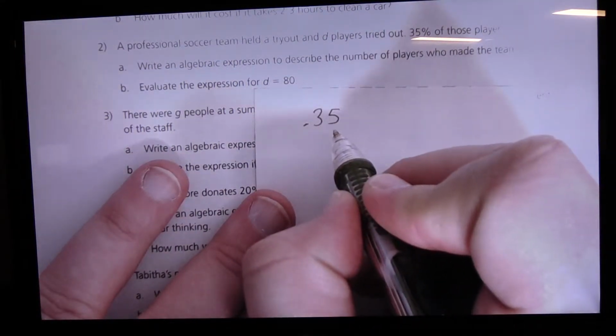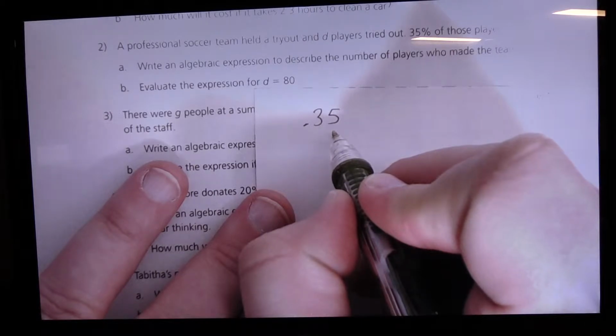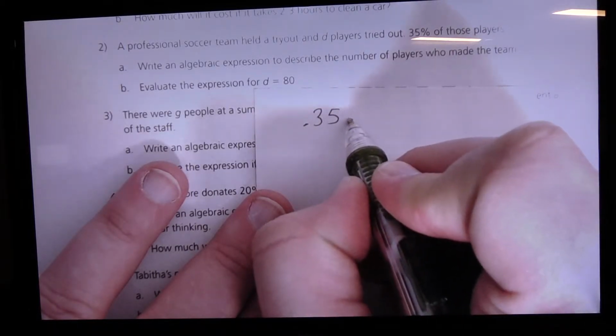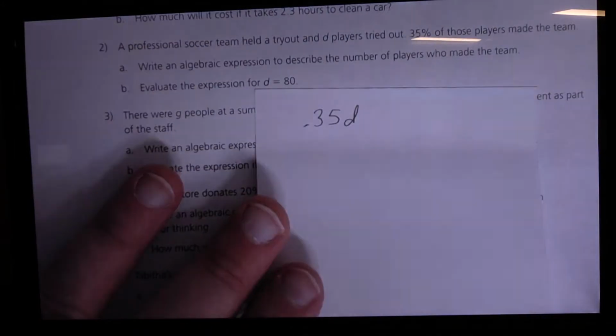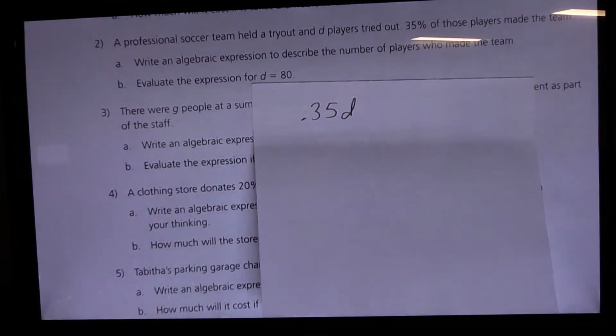And I'm going to multiply that 35 hundredths by the number of people who showed up. And that number is represented by D. So I took 35%, converted it to a decimal, and then I'm multiplying it by D. And I'm showing that in my algebraic expression as a coefficient and variable. Whenever you have a coefficient and variable, you have an operation of multiplication going on.